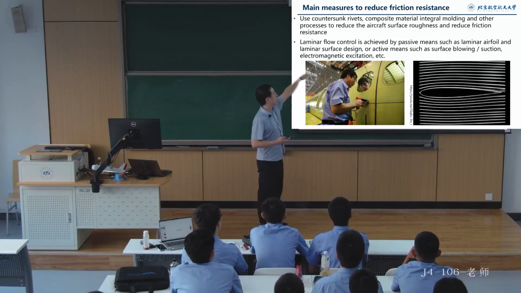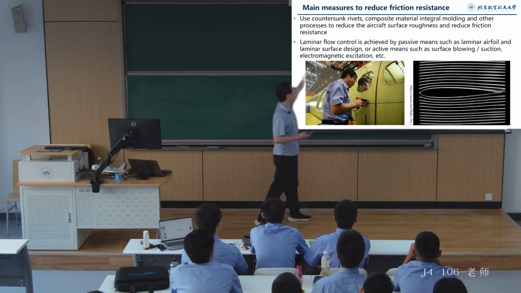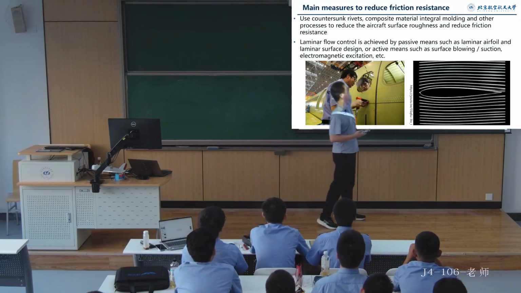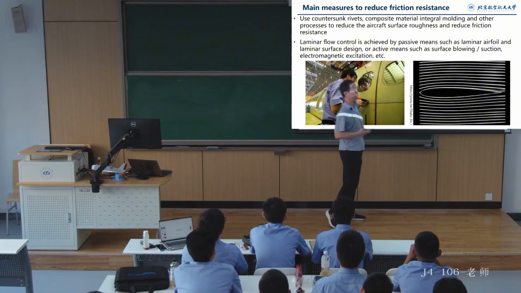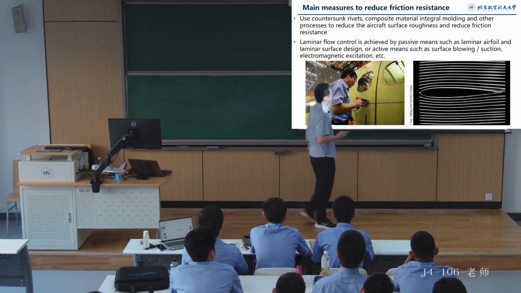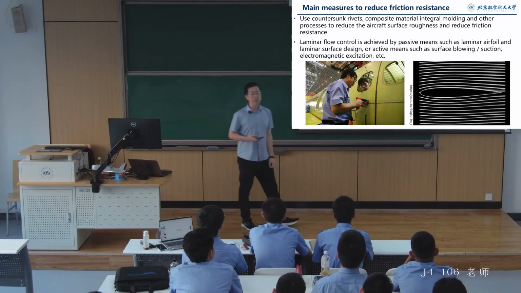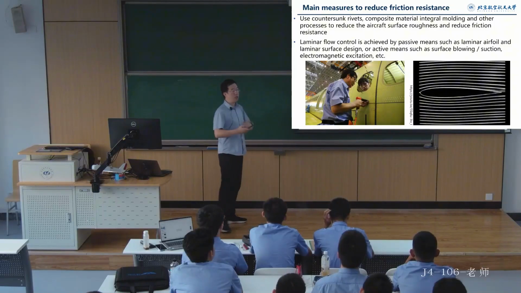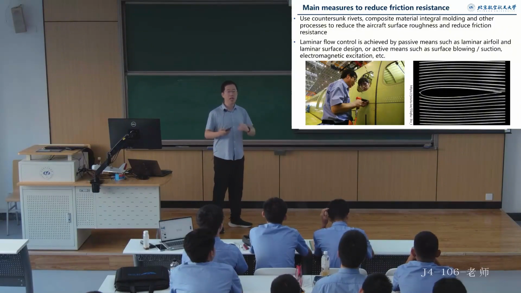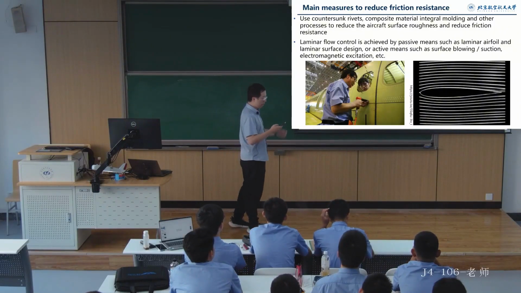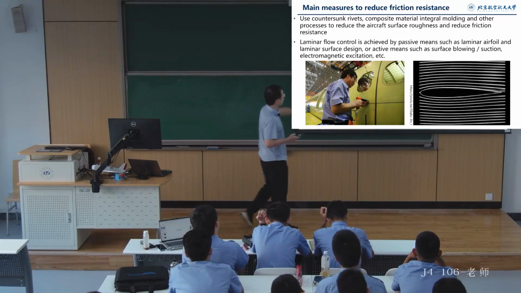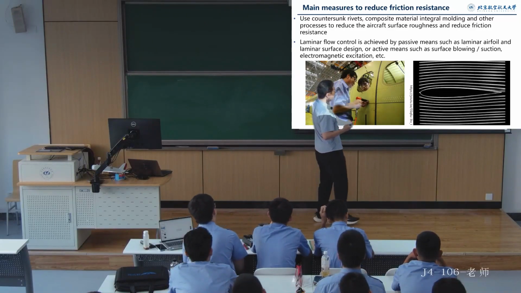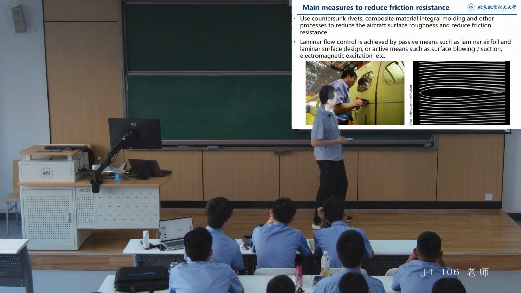The concept of laminar flow shapes was proposed quite early, while laminar surface design has been a subject of research in the past decade. It has been a significant research hotspot in the past decade. Additionally, we can use methods such as blowing or suction on the aircraft surface, including electromagnetic excitation and other techniques to try to maintain laminar flow. Let's take a brief look at this. What form does laminar flow shaping take? Let's watch an introductory short video about it.